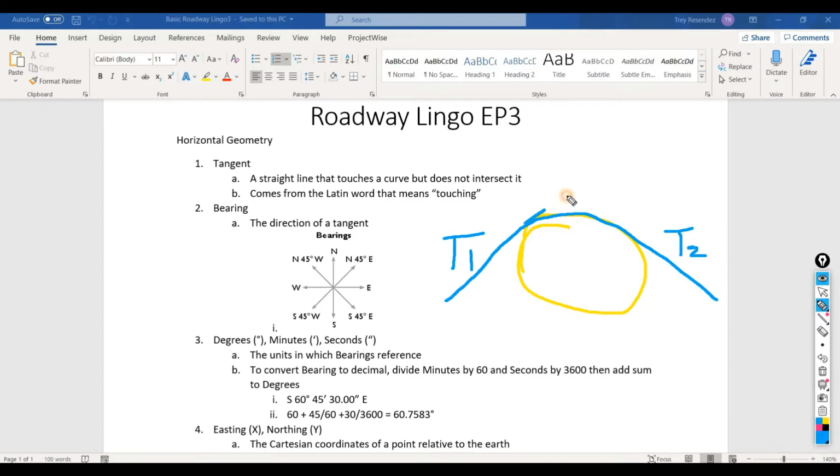And then we would have an intersection here, which is called the point of intersection, or PI. And this point is called the PC, the point of curvature. And this here is called the PT, the point of tangency. And this is some basic terminology for horizontal geometry related to tangents and curves.